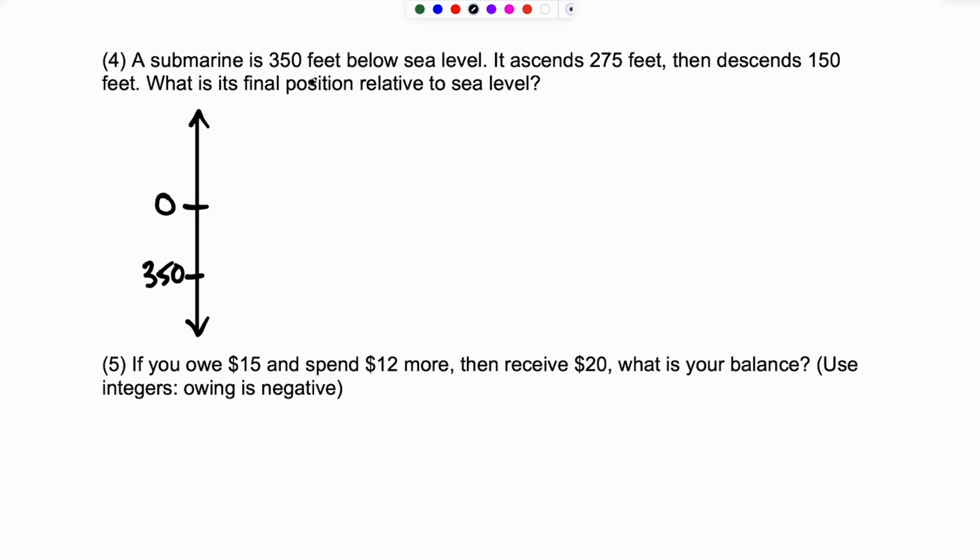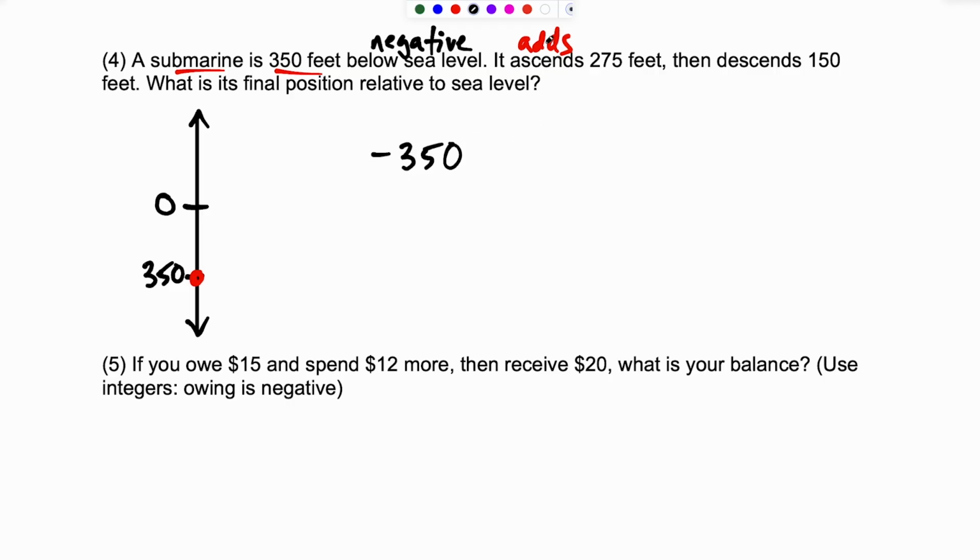And so at the start of the question here, the submarine is 350 feet below sea level, but then it ascends, which means it goes up. So we could say adds 275. So it goes up and then it goes back down 150. So here, what we're going to do is we're starting off with negative 350 because we are below sea level. So this is in the negative here. Okay, so this is why we're starting off with negative 350.